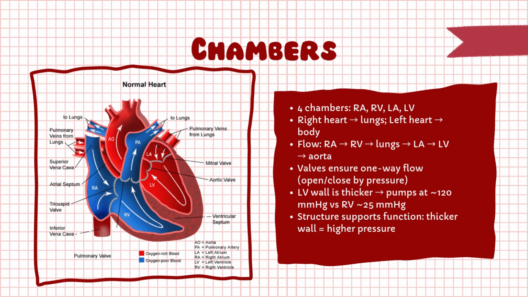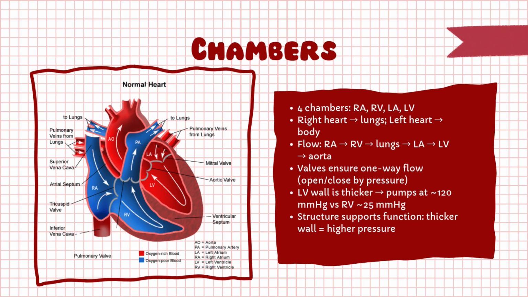Let's follow the flow. Deoxygenated blood enters the right atrium from the superior and inferior vena cava. It passes through the tricuspid valve into the right ventricle. The right ventricle pumps it through the pulmonary valve into the pulmonary arteries, which carry it to the lungs. Now the oxygenated blood returns. It enters the left atrium via the pulmonary veins. It flows through the mitral valve into the left ventricle. And finally, it's ejected through the aortic valve into the aorta, supplying the entire body.